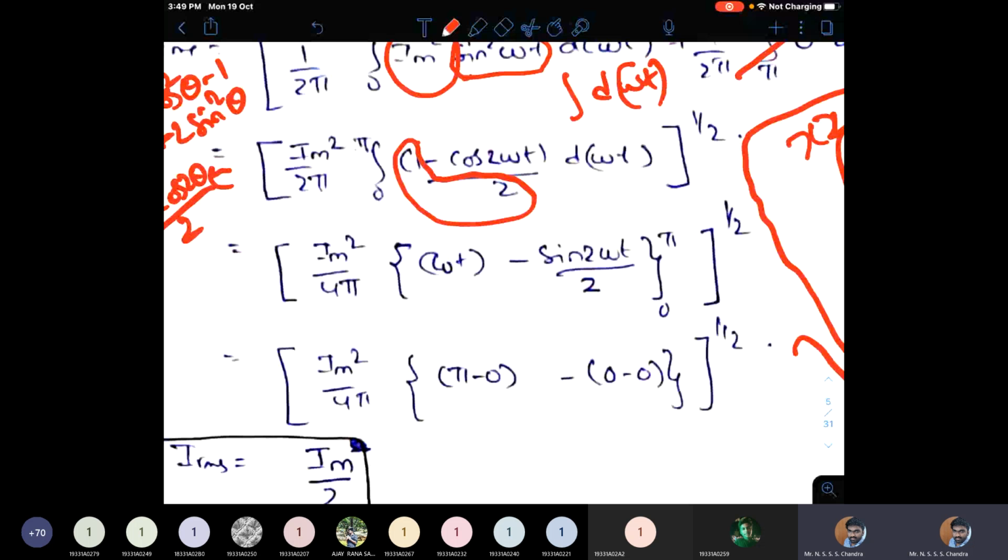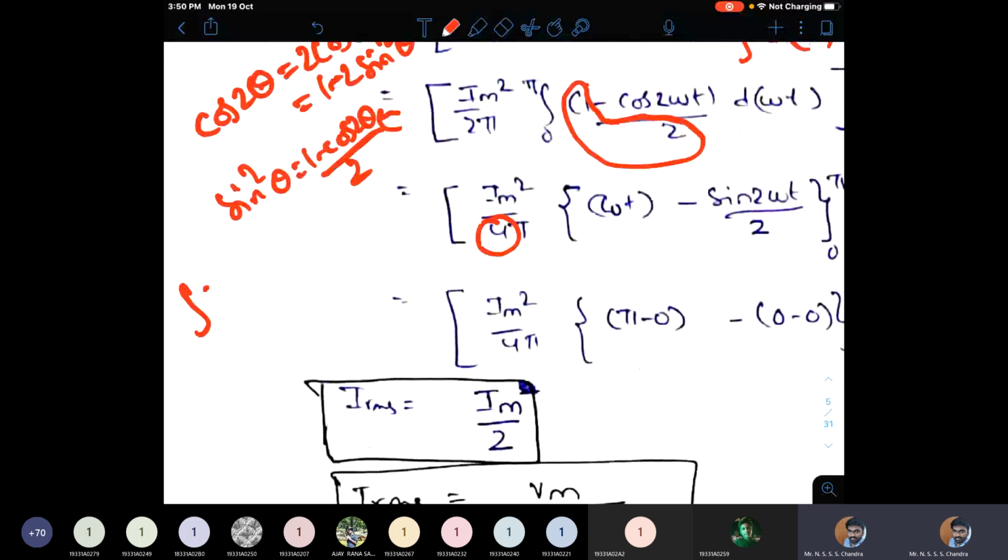What is the integral of d theta? Theta. What is the value of theta? Instead of theta I am writing omega t. This 1 by 2, which is common, I brought out, so 2 into 2 has become 4. For the integral of d omega t, I am writing omega t, and then the minus sign over here. Now what is the integral of cos theta? Sin theta. Okay, so what will be the integral of cos 2 theta?